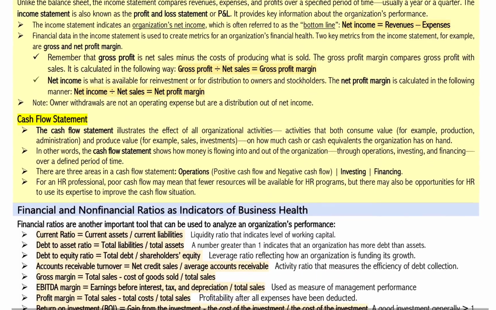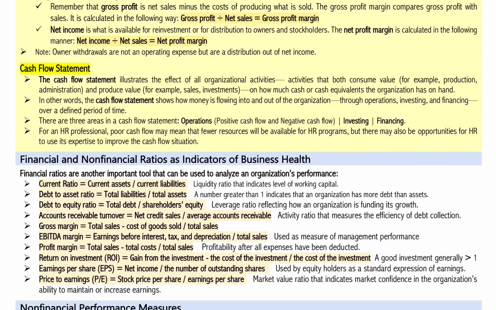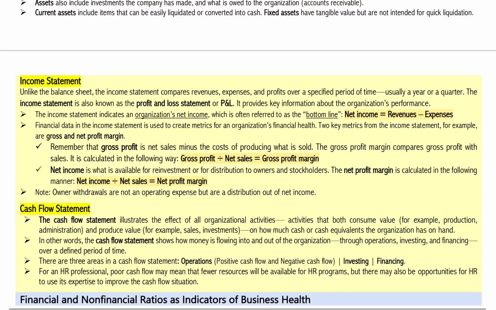Cash flow statement. The cash flow statement illustrates the effect of all organizational activities that both consume value, for example, production and administration, and produce value, for example, sales and investments, on how much cash or cash equivalents the organization has on hand. In other words, the cash flow statement shows how money is flowing into and out of the organization, through operations, investing, and financing, over a defined period of time.